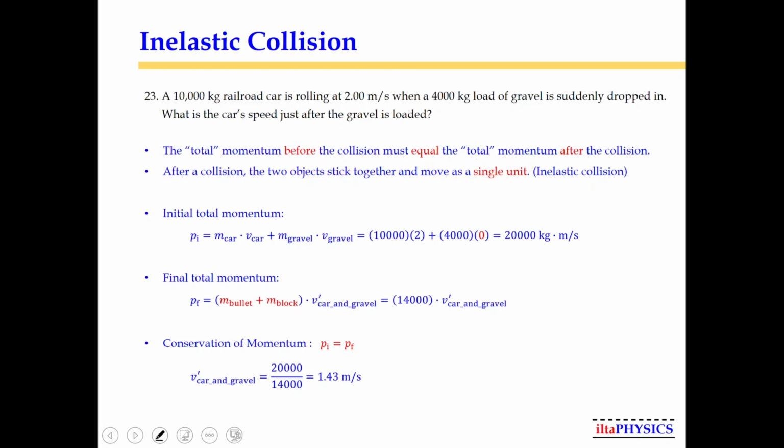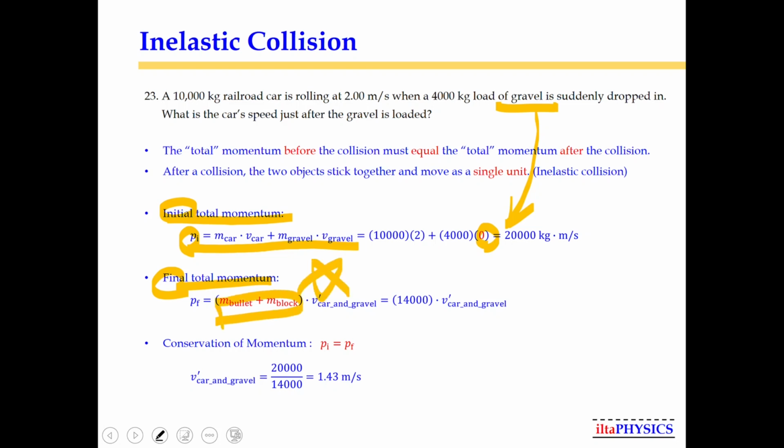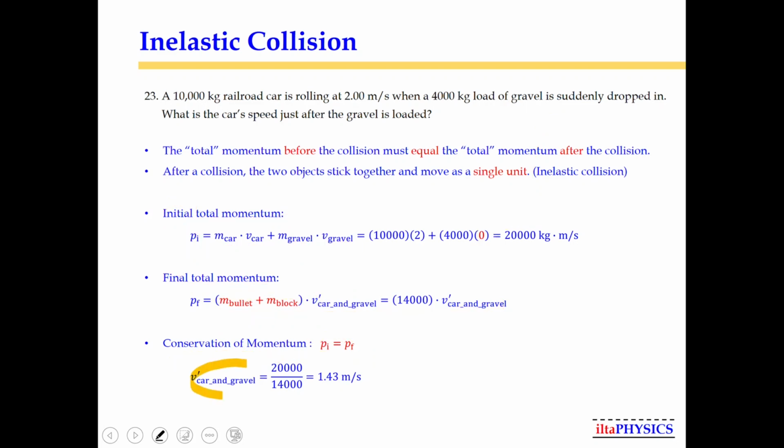Therefore, we apply the conservation of momentum and account for the fact that the two objects become a single unit. The total momentum before the collision is the product of mass and velocity, and the initial velocity of the gravel is zero. The total momentum after the collision is the combined mass of the two objects multiplied by their shared velocity. According to the law of conservation of momentum, the velocity of the train carrying the gravel is 1.43 meters per second. It's just like the previous problem, but since it's inelastic, you just have to be careful that the two objects move together at the same velocity after the collision.